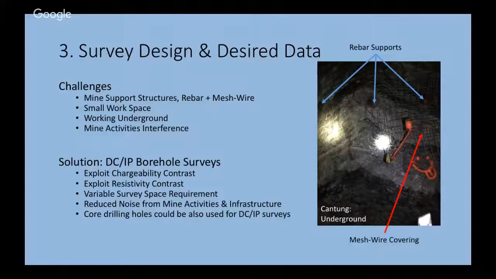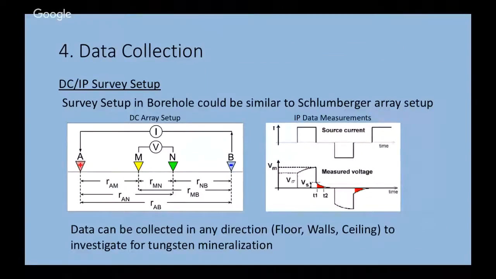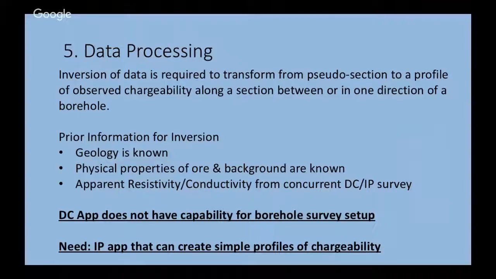Core drilling is already done in the mine to expand the resource, but we could use those similar holes for these surveys themselves. Since we have limited space working underground, we want to use a dipole array setup like Schlumberger or Leonard, and then we'd be measuring voltage drops and changes in voltage. And it's interesting to note that since we're doing borehole surveys, we can do them in almost any direction. We could do them down, we can do them into the wall, we can even do them up. So we could get a really good idea of the extent of ore underground.